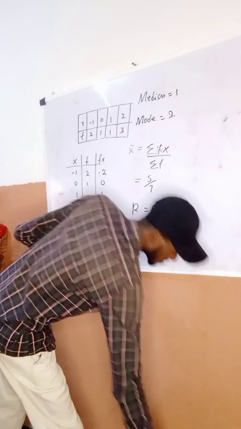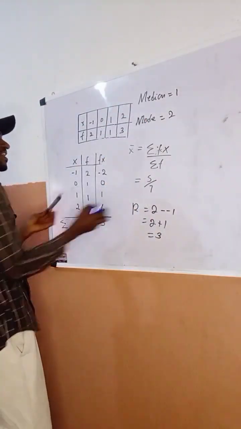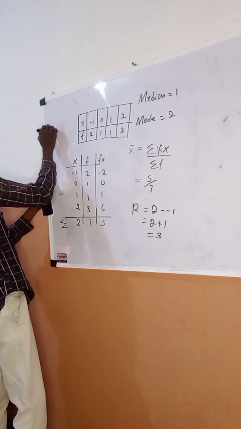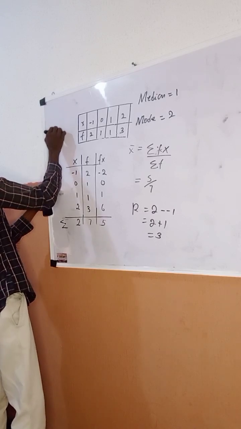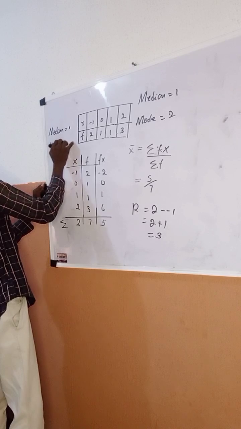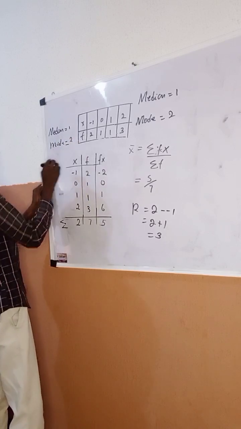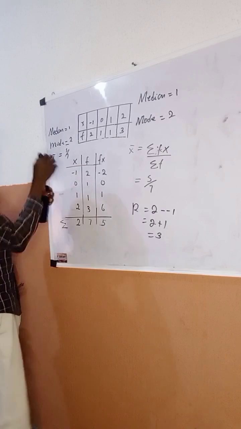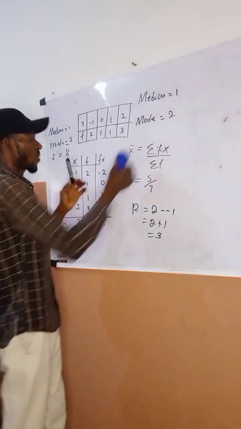We now move to the variance. So please, permit me to clean here. But let us bear in mind that our median equals 1, our mode equals 2, and our mean x bar equals 5/7. Let us bear those things in mind while I clean here.